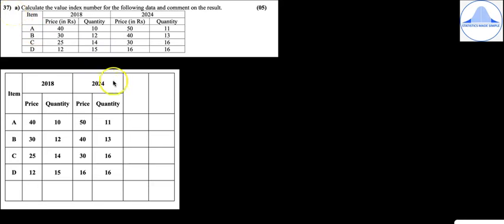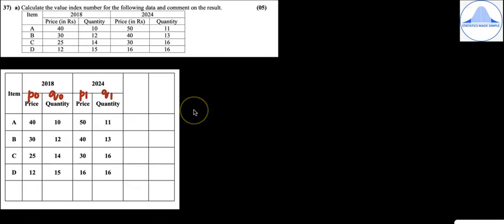Thirty-seventh question, subdivision A. Calculate the value index number for the following data and comment on the result. This carries 5 marks. The items are given. Then the price and quantity for the base year 2018 is given, and the price and quantity for the current year 2024 is given. I've rewritten the table again. Now let us mark the price in the base year as P0, the price in the current year as P1, the quantity in the base year as Q0, and the quantity in the current year as Q1.